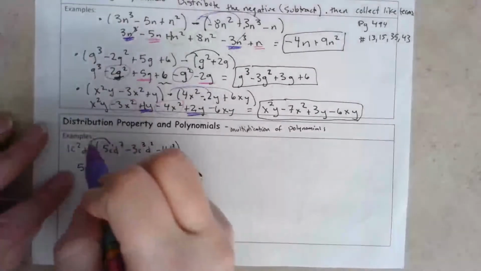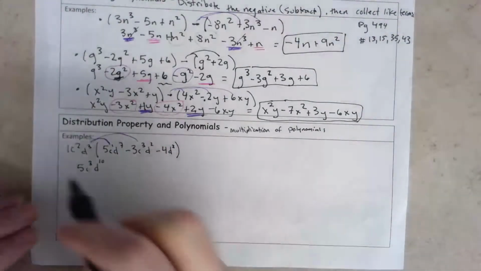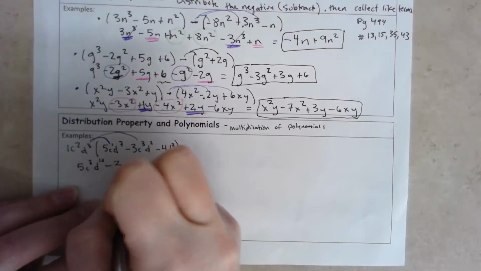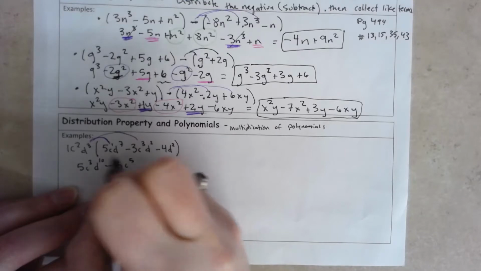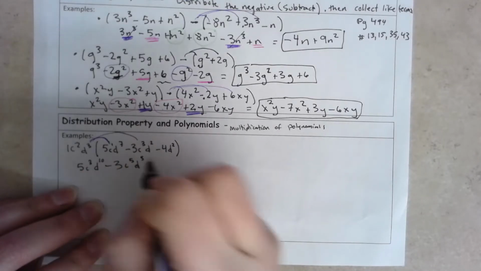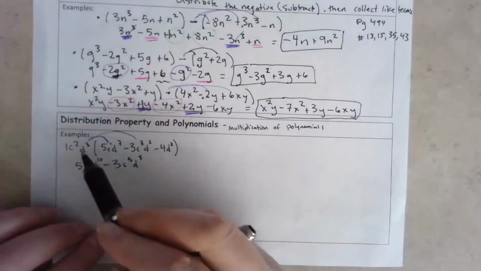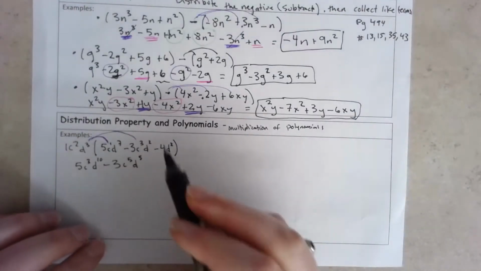Okay, then we're going to multiply this to our second term. So 1 times negative 3 is negative 3. C squared times c cubed is c to the 5th. D cubed times d squared is d to the 5th. Okay, again, 2 plus 3 is 5. 3 plus 2 is 5.